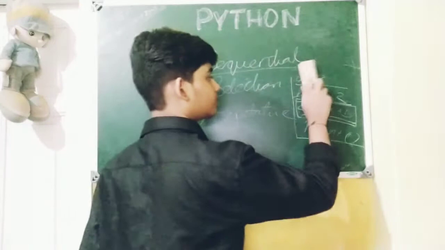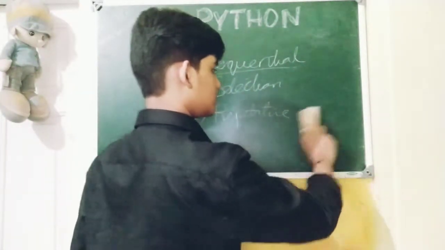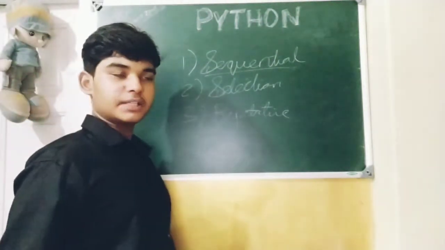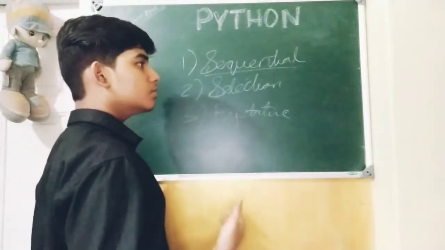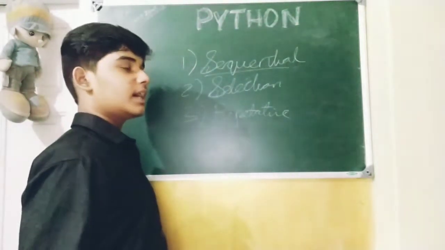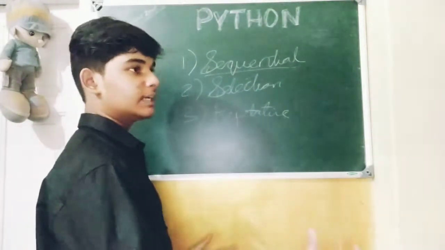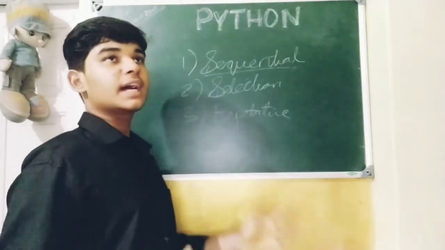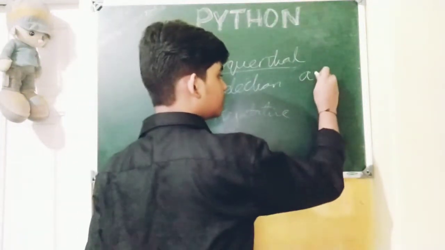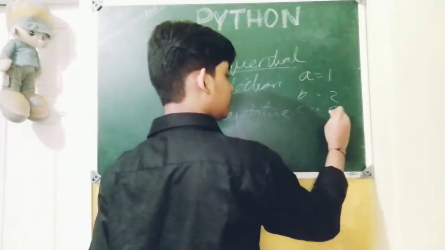Now let's go to selection. So selection depends on a condition. I won't be going too in depth, but basically selection is you making the computer decide what the output should be depending on the answer to the problem that you write. So for example, let's take the same output, but A is equal to 1, B is equal to 2, C is equal to A plus B.